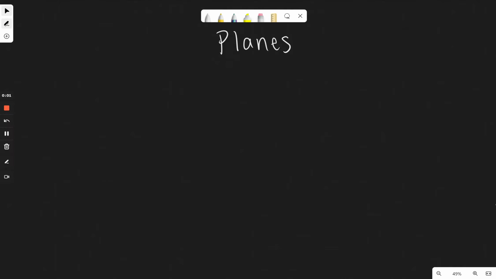So this is a sort of an introduction to planes. For some reason it's really confusing to people. What exactly is a plane? So hopefully this can clear some things up. A plane is a two-dimensional, it's a flat surface that extends infinitely in all directions.